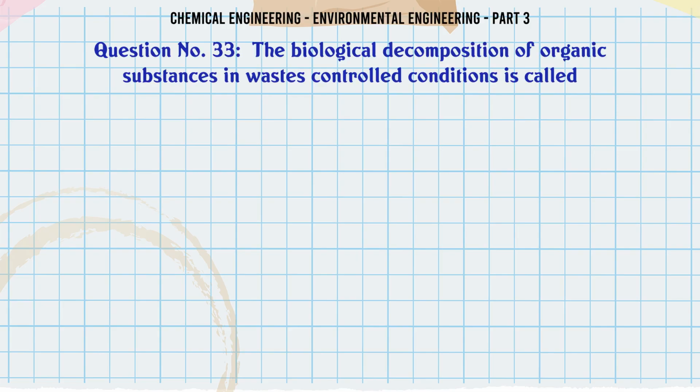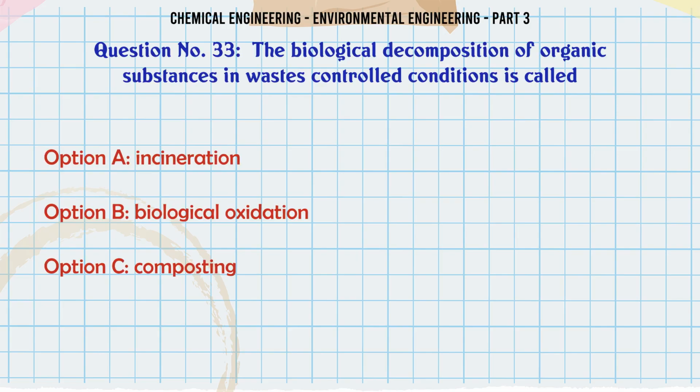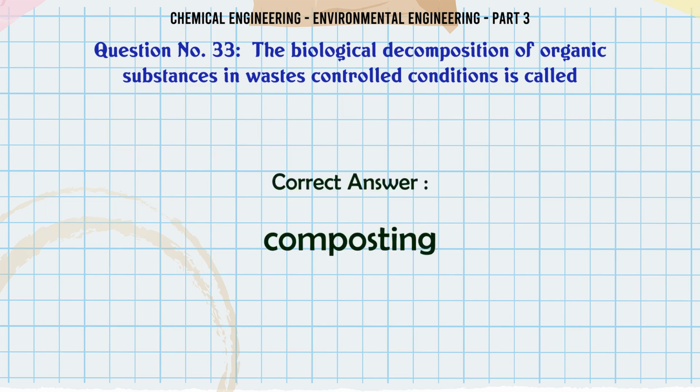The biological decomposition of organic substances in wastes under controlled conditions is called A. Incineration. B. Biological oxidation. C. Composting. D. None of these. The correct answer is composting.